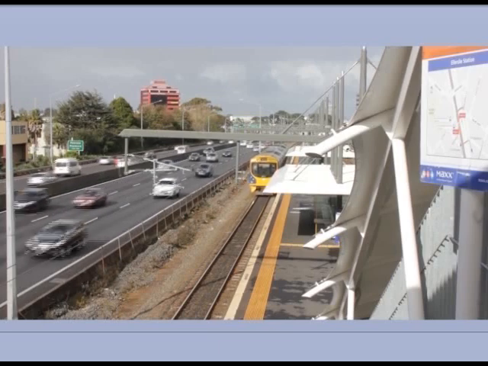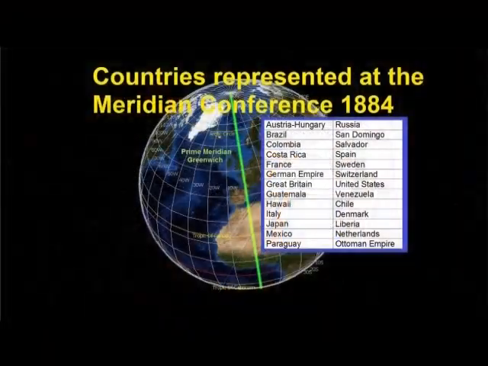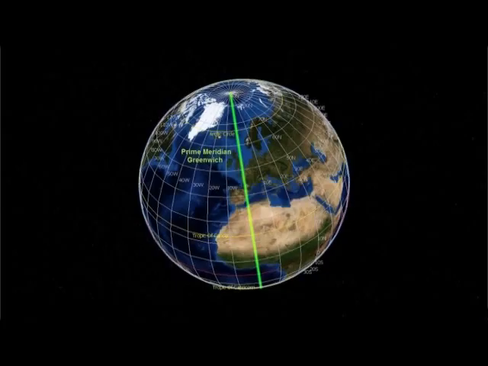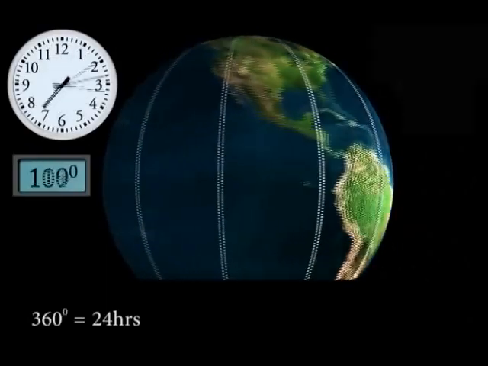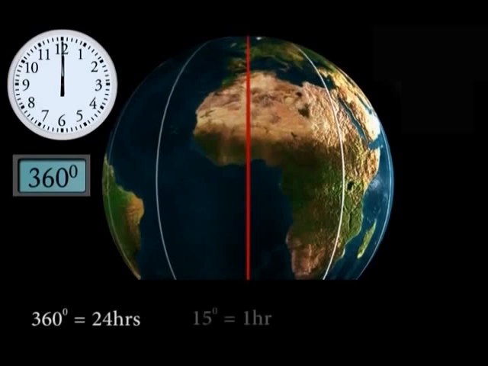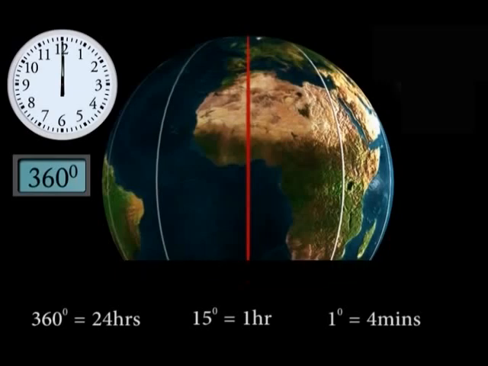In 1884, a conference in Washington agreed on the prime meridian as the 0 degrees longitude, and this is the international standard for time. The Earth rotates 360 degrees in 24 hours, and that means every hour the Earth rotates 15 degrees. Considering that 1 hour is equal to 60 minutes, it means that the Earth rotates 1 degree every 4 minutes. A difference of 15 degrees between two places therefore means a time difference of 1 hour.